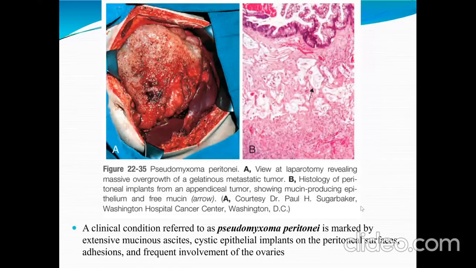As we can see in the photos here, the first one being a gross picture view at laparotomy, it is revealing massive overgrowth of a gelatinous metastatic tumor. The second photo is histology of peritoneal implants of an appendiceal tumor showing mucin producing epithelium and free mucin. So basically what we are saying is that the pseudomyxoma peritonei phenomenon occurs when there is seeding of distant sites, especially of the ovaries, due to an appendiceal tumor, especially a mucinous appendiceal tumor.